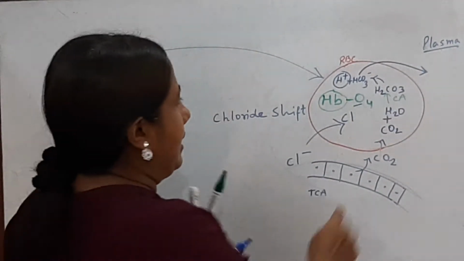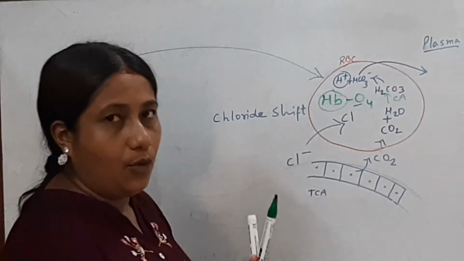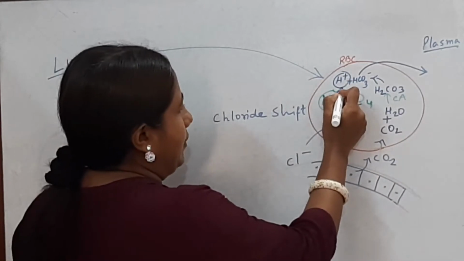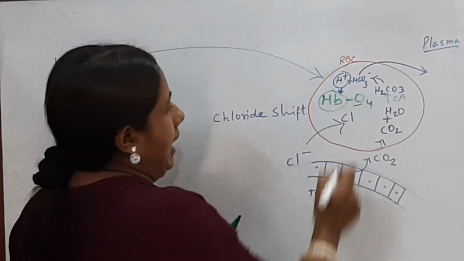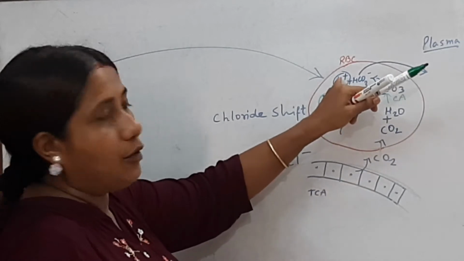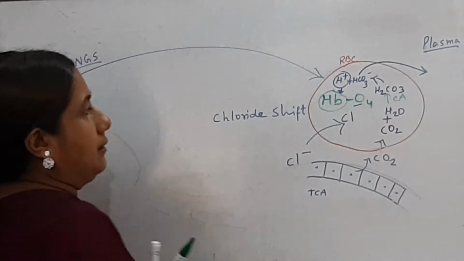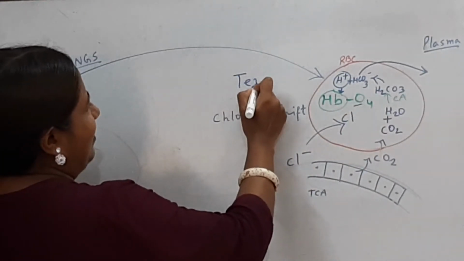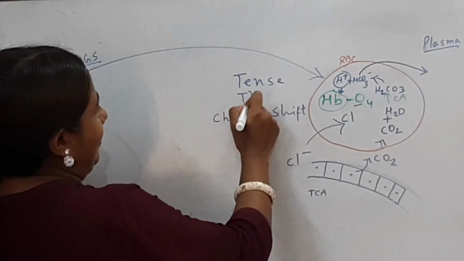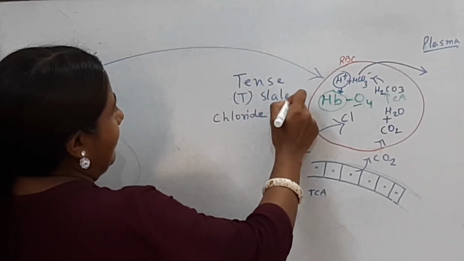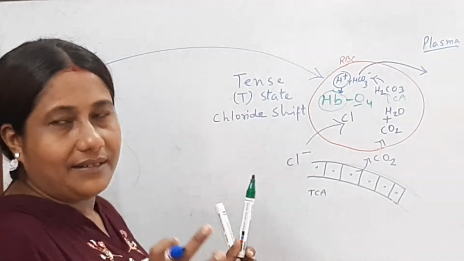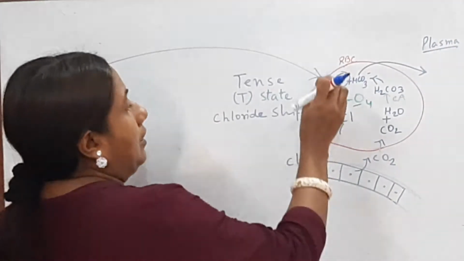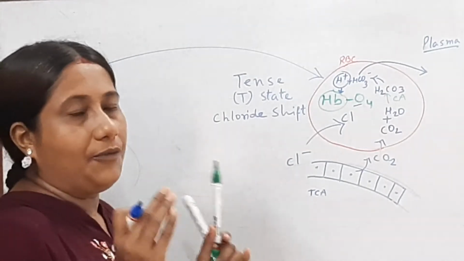Now try to understand, this oxygen which is bound to the hemoglobin is there. Now this proton, H+, binds with the hemoglobin. As soon as the hemoglobin is bound with the proton, the hemoglobin goes into its tense state, that is the T state. What is the T state? It is a very stabilized state where the hemoglobin has no affinity towards oxygen.